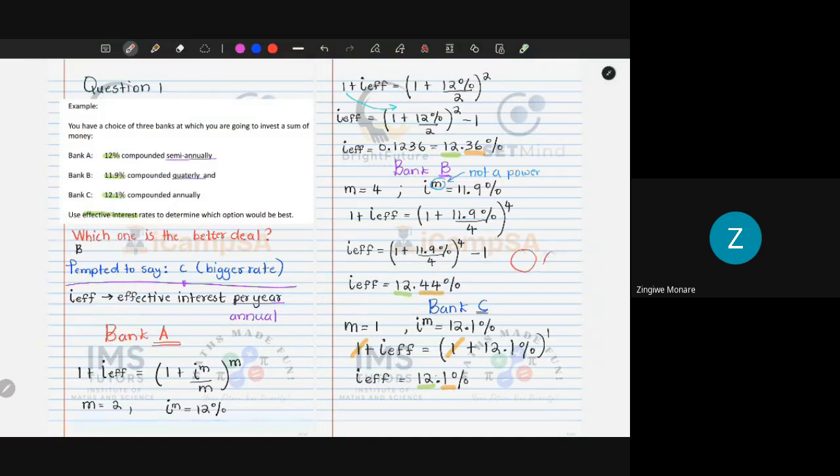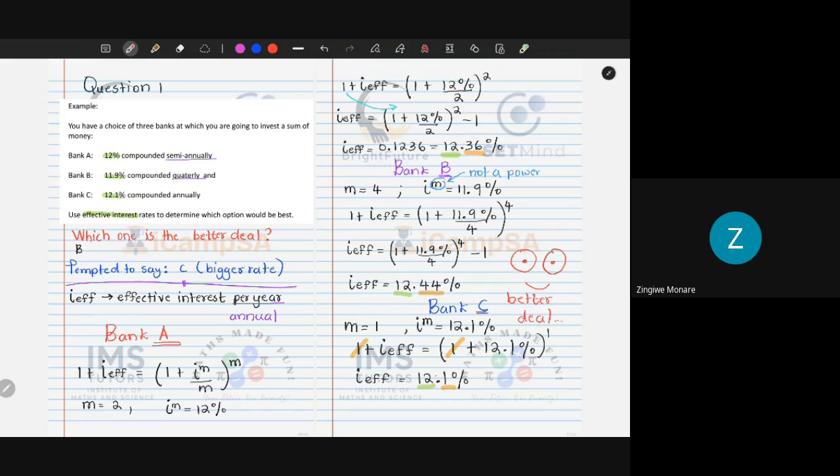So if you were advising someone as a person who's doing pure maths, you would say go for Bank B. Bank B is a better deal. And when they ask, how do you know that? You will say, I did pure maths. I understand effective interest rate. We need to calculate the effective rate for all of them. That is how we are going to be able to compare them. If you look at the problem initially, you would be tempted to say, oh, but Bank B is 11.9, but it is compounded quarterly. When you even them out, you see that Bank B is the better one.